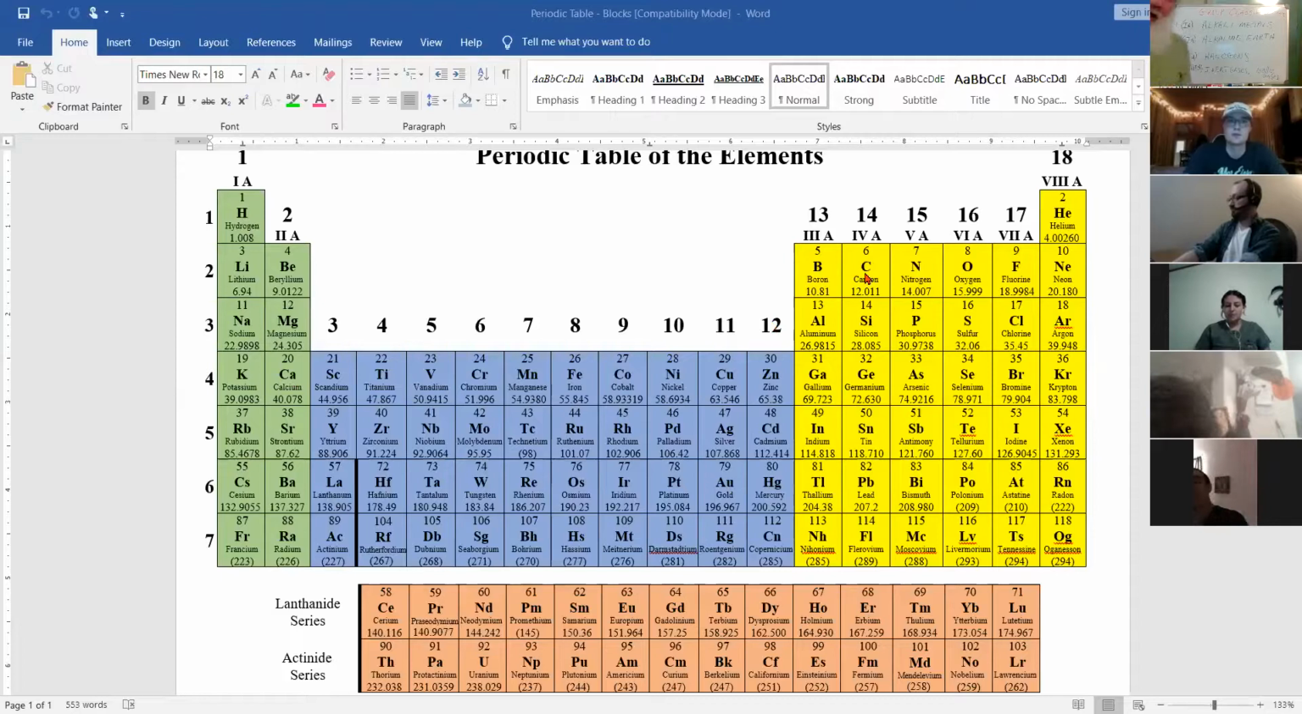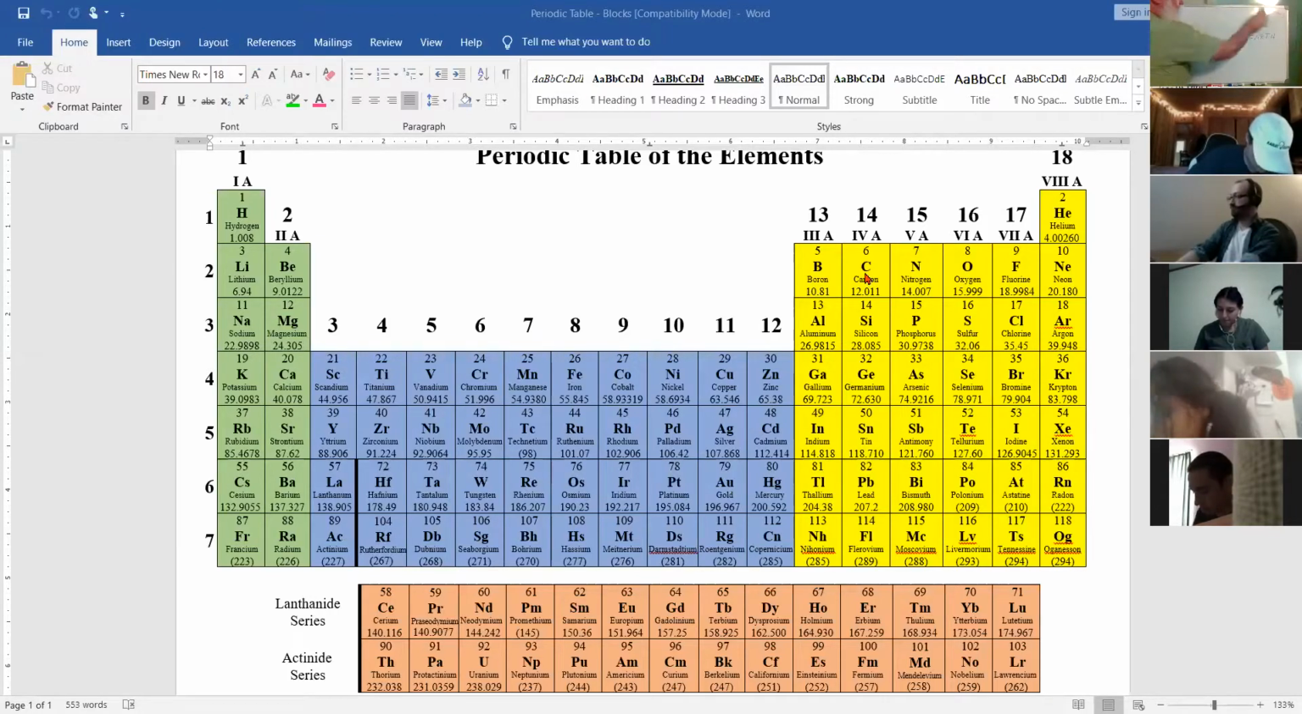Now, listen to what I'm saying here. Notice the element symbol is either one letter or two letters. The first letter is always uppercase, a capital letter. The second letter, if there is one, is always lowercase. This is very important. I will mark you wrong.